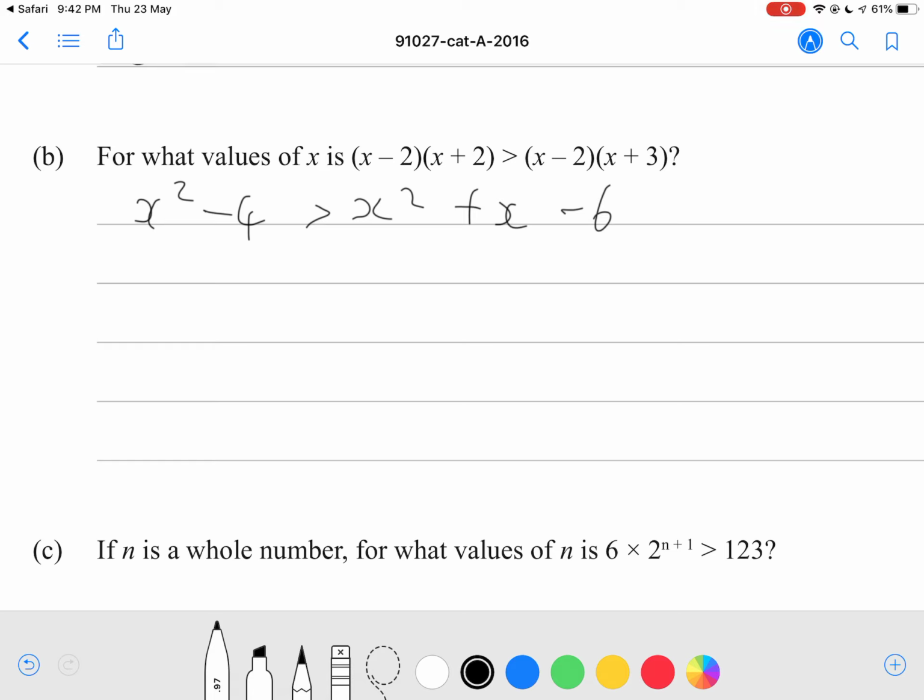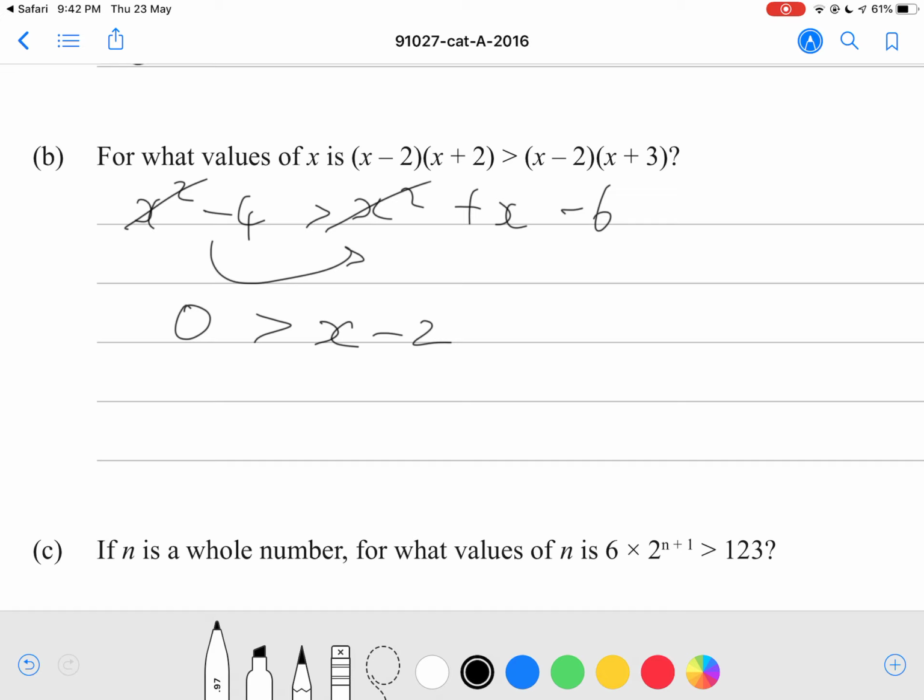Okay, so now we're going to move everything to one side. So we're going to move this to the other side, okay? We're going to say that 0 is greater than x squared minus x squared, that's gone, so bye. So that's x, and then negative 4 becomes positive 4, so minus 6 plus 4 becomes minus 2, okay?